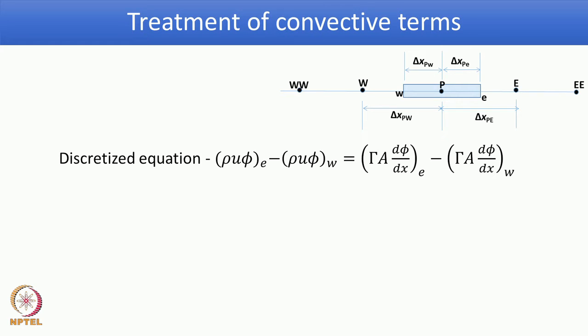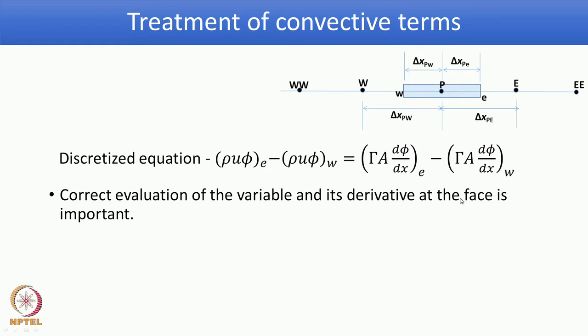The last class we had this discretized equation including convection term. So, convection term is on the left side and diffusion term on the right side. We notice that convection term to be evaluated at phase E and W. Similarly, diffusion flux to be evaluated at phase E and W, and this is for 1D situation. So, correct evaluation of variable and its derivative at the phase is very important.